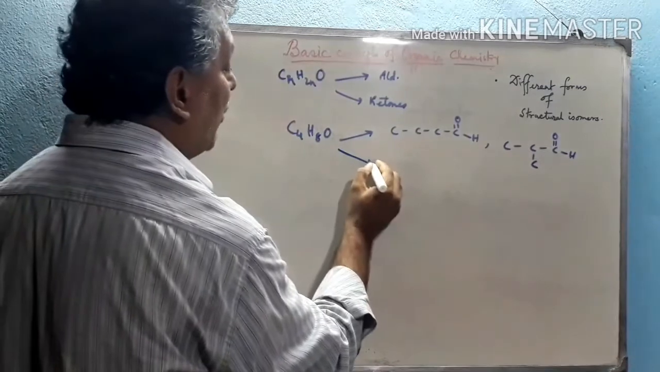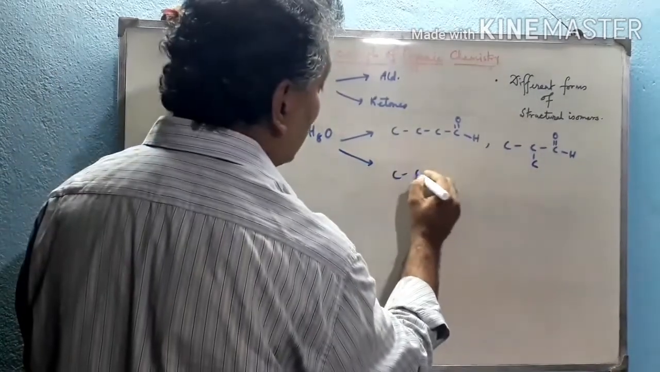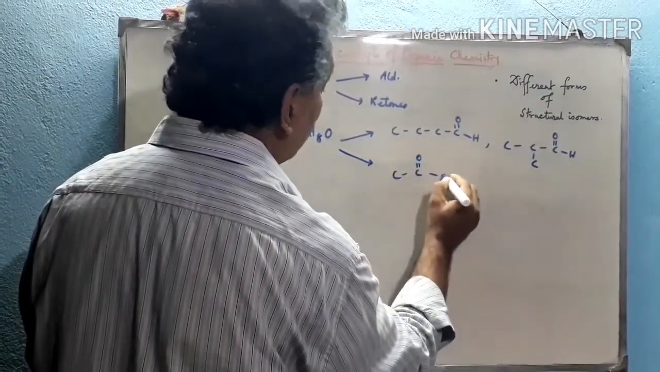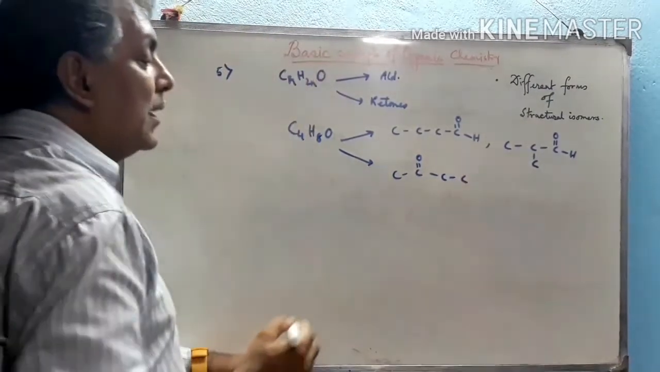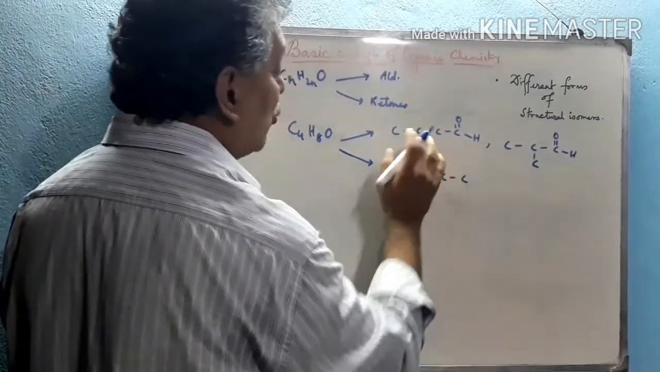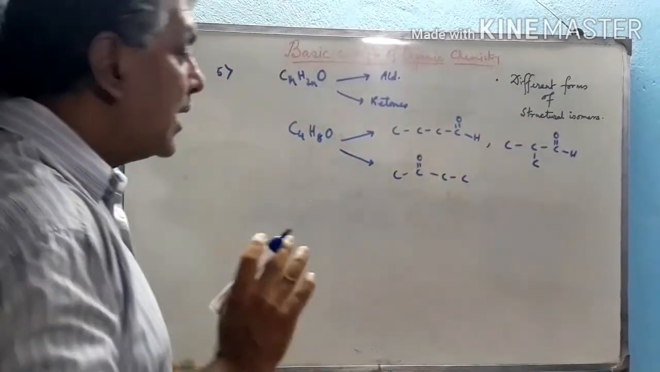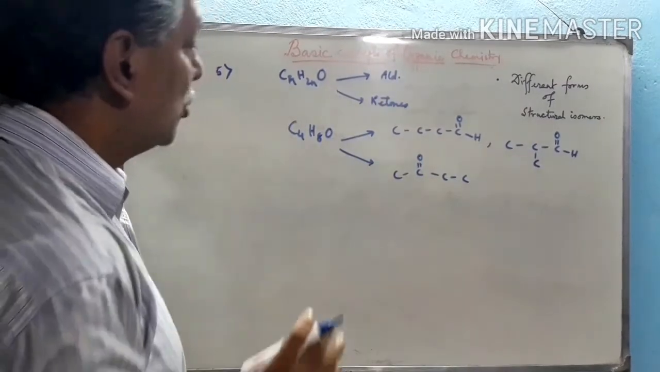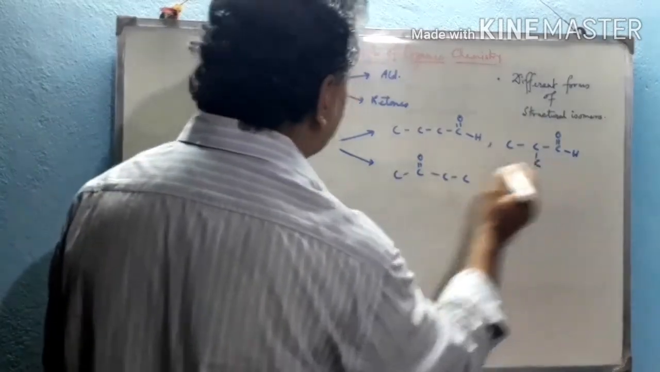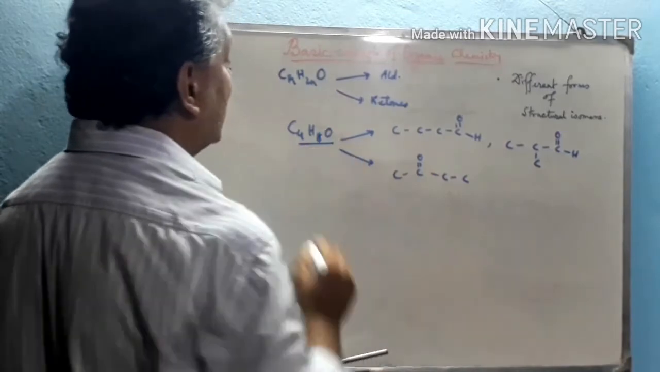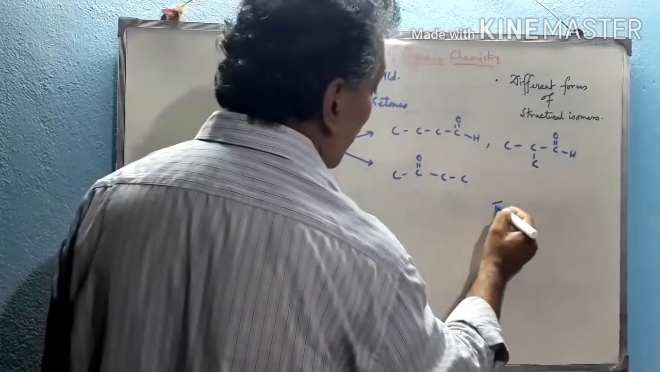Now if we draw the structure of the ketone, like this, C double bond O with CC, that is methyl ethyl ketone or butan-2-one. Only one structure is obtained with respect to this ketone. So there are only 3 structures with respect to this molecular formula, C4H8O.